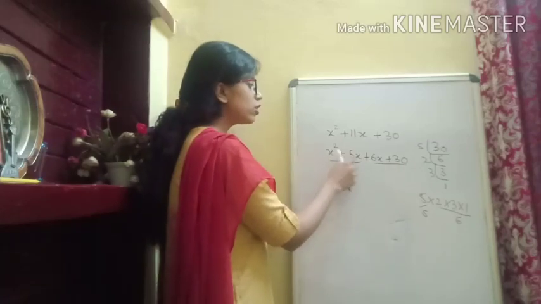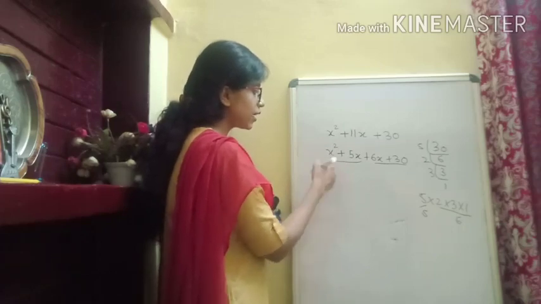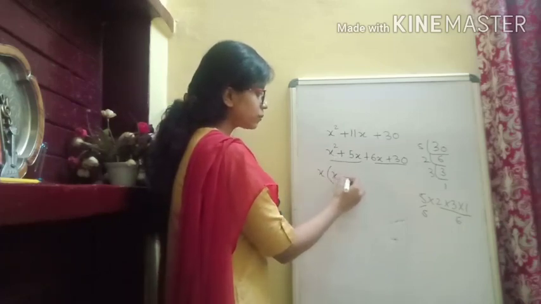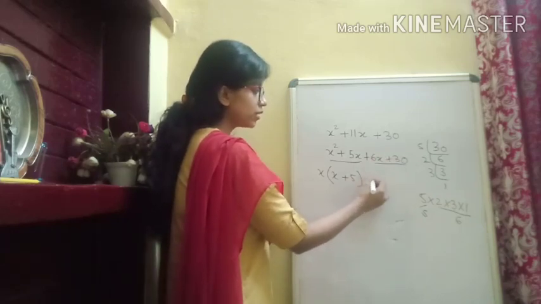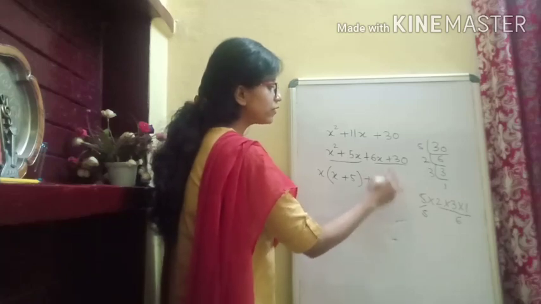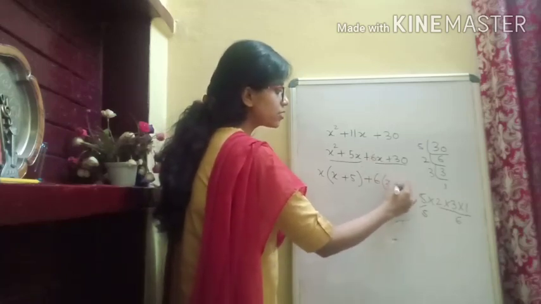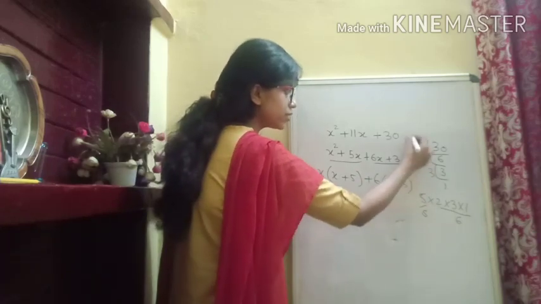Now from these 2 terms, what is common? If you see, x is common. Okay, what is there? If x is common, x plus 5. From these 2 terms, what is common? It is clear that we will take 6 as common. What we will get? x plus, since 6 is common from 30, we will get 5 here, isn't it?